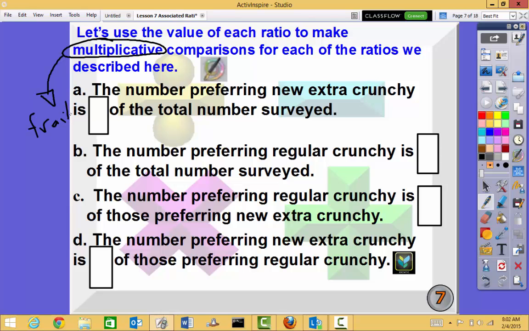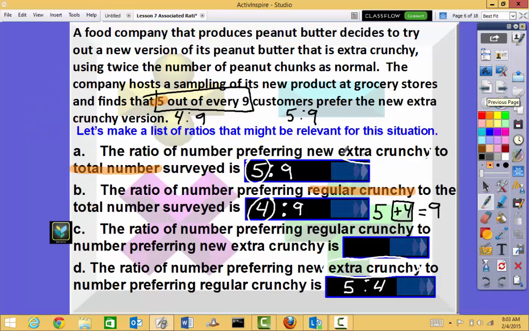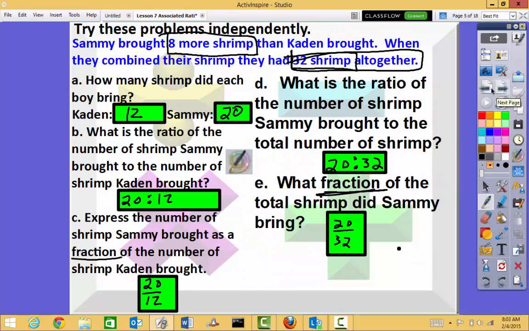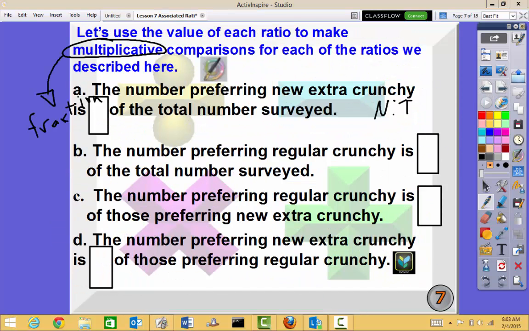Since I know how to multiply fractions. Apparently I don't know how to spell fractions, but I'm going to attempt it again. So my multiplicative comparison is what fraction is it? So let's check with this first one. The number preferring new extra crunchy is blank of the total. So this is asking me to compare the new to the total. If I look back here, my new to the total, that ratio is 5 to 9. What is 5 to 9 as a fraction? Well, it is 5 over 9.